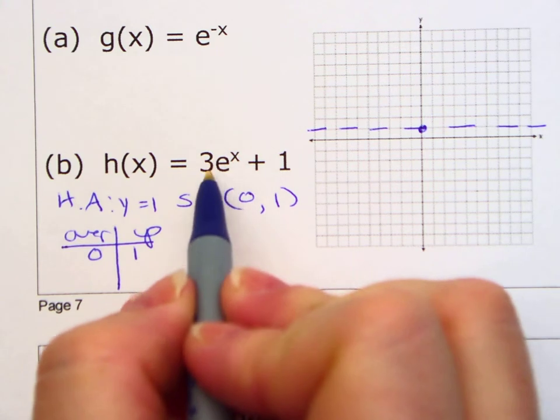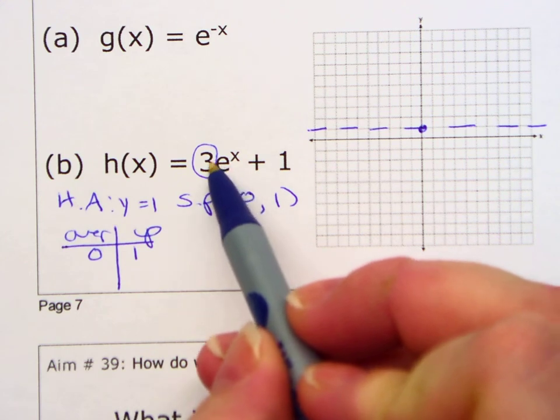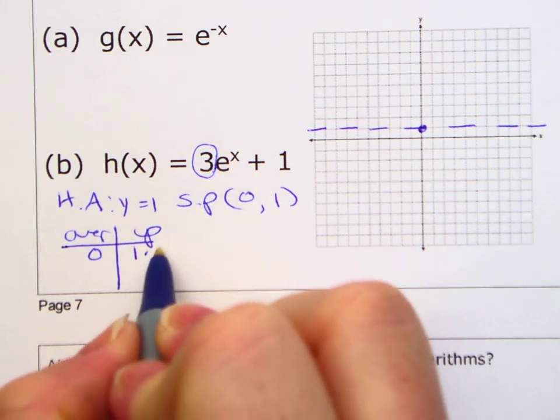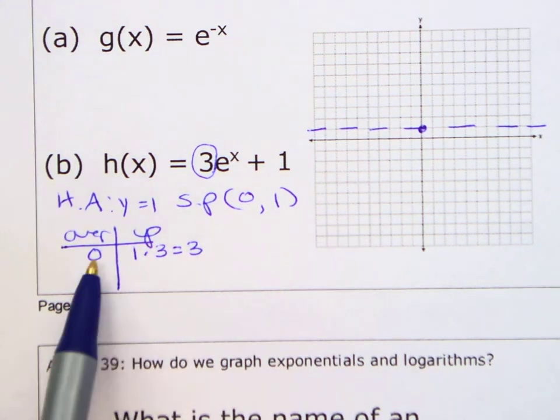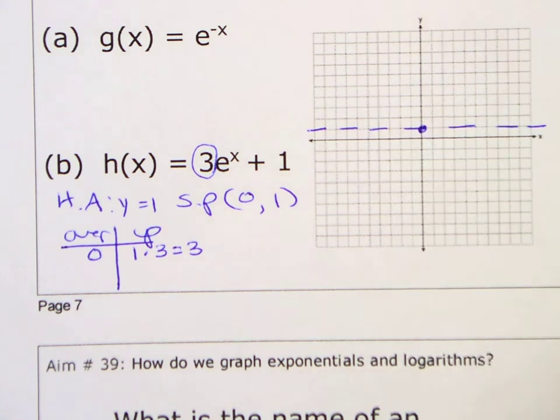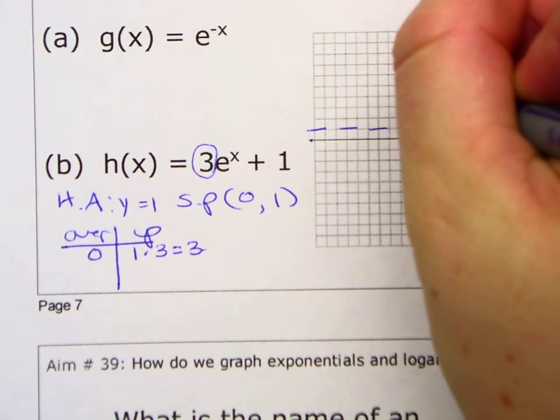0, 1. But what does a number in front do? It multiplies. When you have a number in front of the exponential, you multiply by 3. So 1 times 3 is 3. So instead of going up 1, how much are we going to go up? 3. So go up 3, 1, 2, 3.